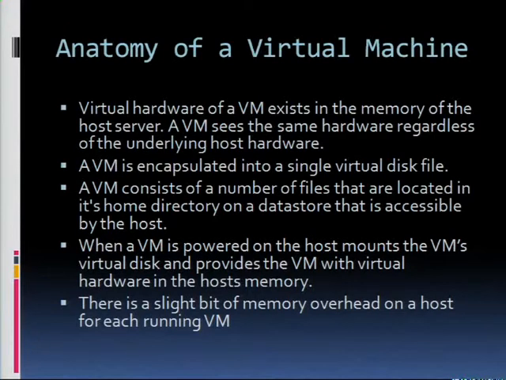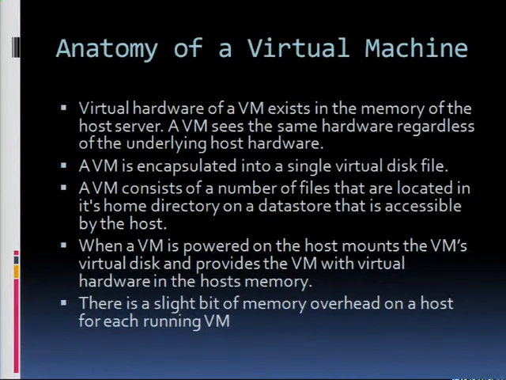A VM is encapsulated into a single large virtual disk file. So if you browse a partition where all the VMs are stored, you'll see that large disk. And we'll talk about those more in detail in a minute. A VM consists of a number of files that are located in its home directory on whatever data store the VM resides on that is accessible by the host. When the VM is powered on, the host mounts the VM's virtual disk, and it provides the VM with the virtual hardware in the host memory.